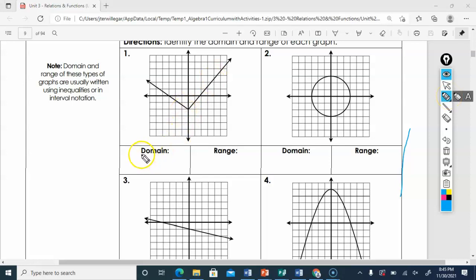On number one, we're going to look for domain first. Now, we are going to write these as inequalities because it's going to be a bunch of different numbers that work, not just individual numbers like we said before. So when I look at domain, I start at the left. Now, this one keeps going on and on and on, even off the screen to infinity and beyond.